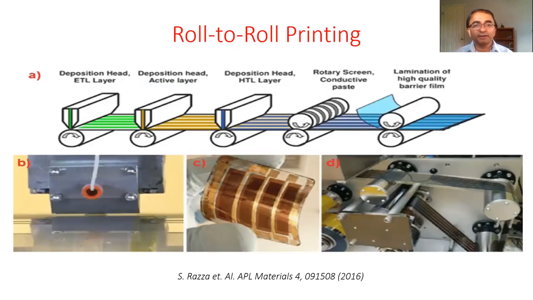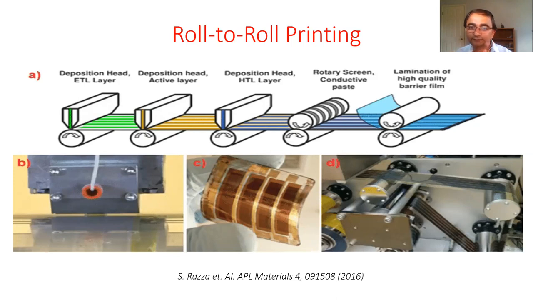In roll to roll processing, this is the ultimate technique. I already told you that if you optimize the parameters on different printing techniques, the ultimate goal is roll to roll. I'll take the example of solar cells, because in solar cells we have 4 to 5 layers, right? So you have to deposit all the layers one by one.